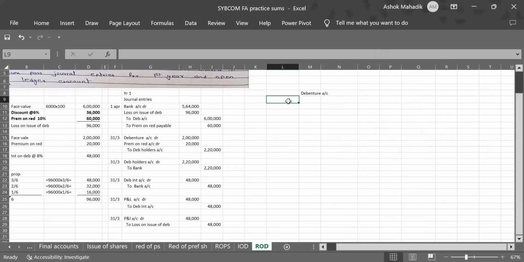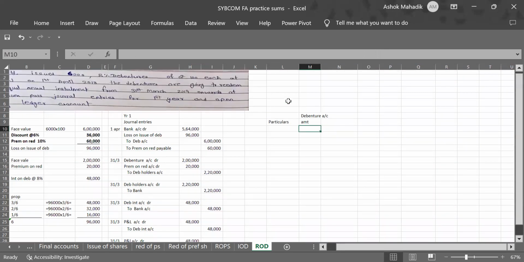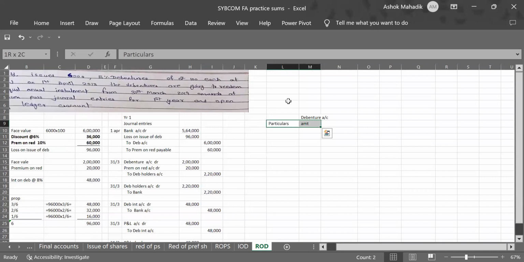Making the debenture account: particulars, amount. This is the debit side. Now the credit side again, particulars and amount. Okay, so this is the debenture account.